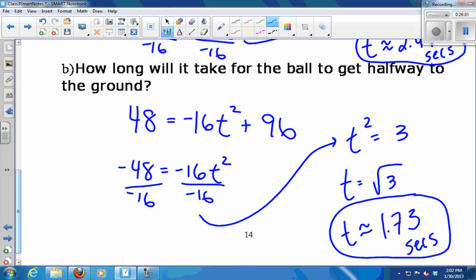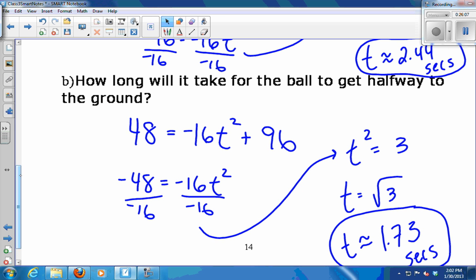1.73 seconds. Why isn't it half the time? Why isn't it 1.22 seconds, half the time it takes to get to the ground? Because of the acceleration of gravity. It doesn't fall at a constant speed. It's falling faster and faster and faster. Right, until you reach terminal velocity, but you'd have to drop it from really high to reach terminal velocity.